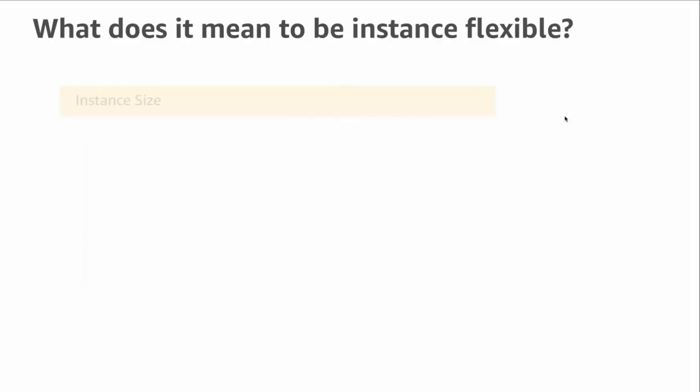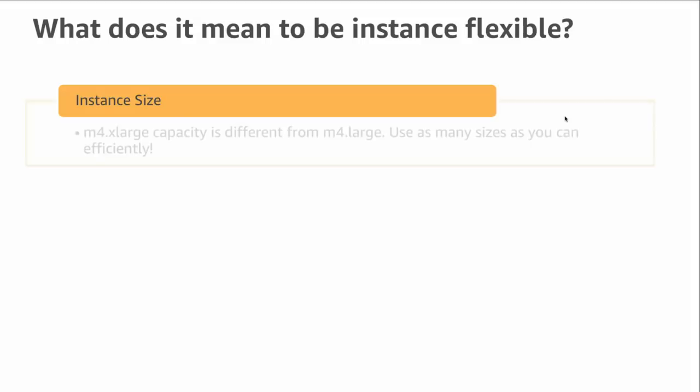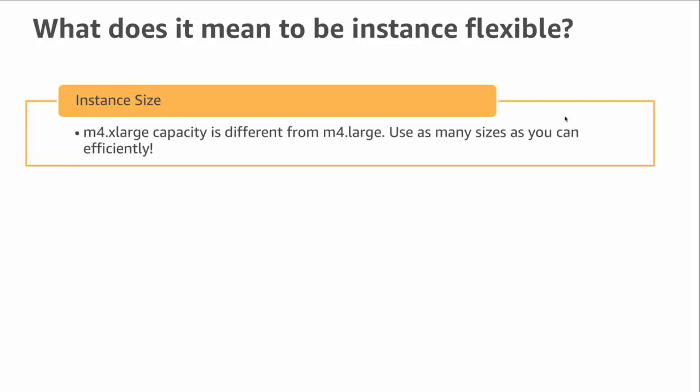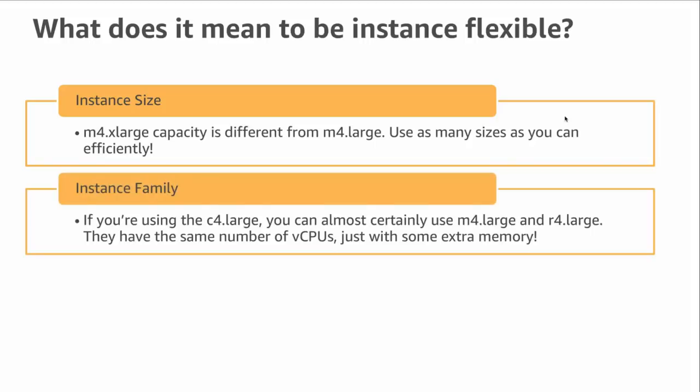I did say one of the best practices for utilizing Spot is being flexible. So what does it mean to be instance flexible? First of all, there's instance size. An M4 extra large capacity is actually different from M4 large capacity in our data centers. So think about how many different sizes you can use efficiently in your own workload. And likewise, instance families are also different pools of capacity.